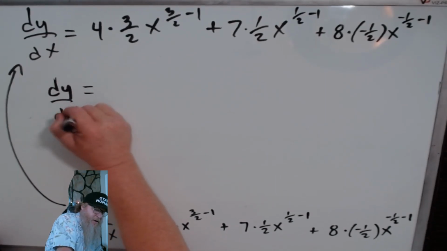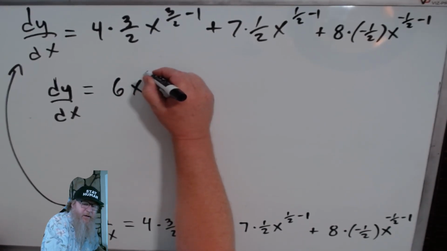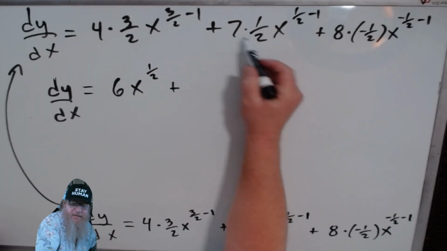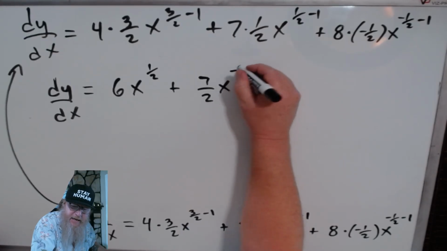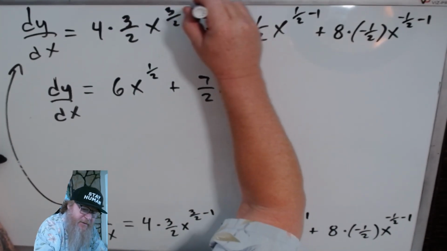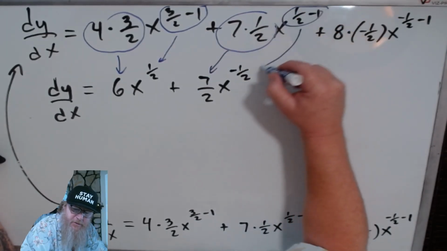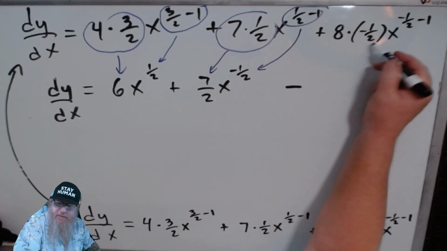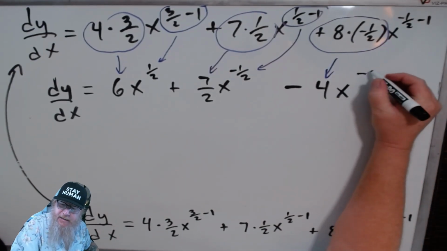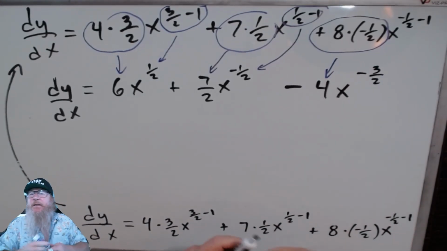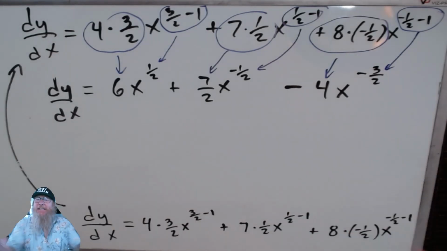Okay. So dy/dx, 4 times 3 halves is going to be 6. I feel like we've done that before. 3 halves minus 1 is 1 half. 7 times a half is just 7 halves. It's going to be x to the negative a half. So I'm first just messing with the powers and the coefficients. Powers and coefficients. This is going to be negative 4. That's the coefficient. And then x to the negative 3 halves. That's the power. Okay, that is the answer.